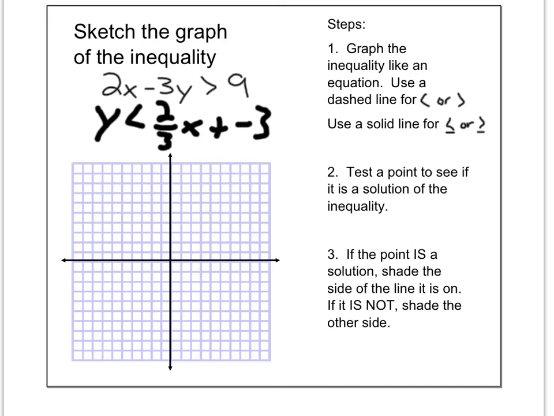So we graph things in slope-intercept form. We know our b is -3, so we're going to plot that down here. And we're going to use our slope and just go up 2 and over 3, and up 2 and over 3 for our points.